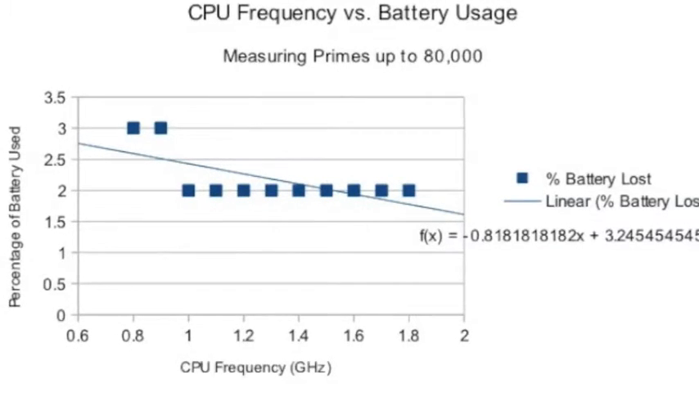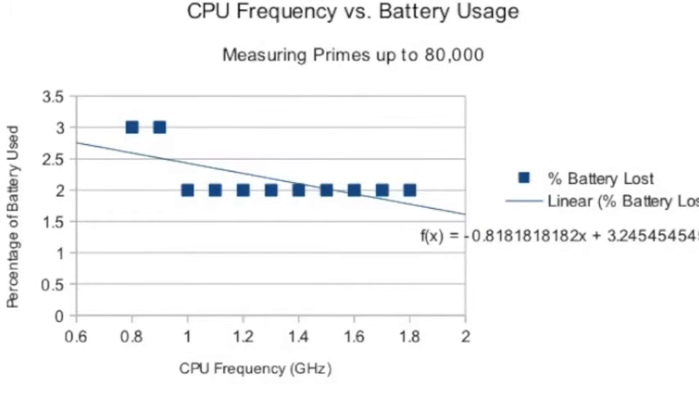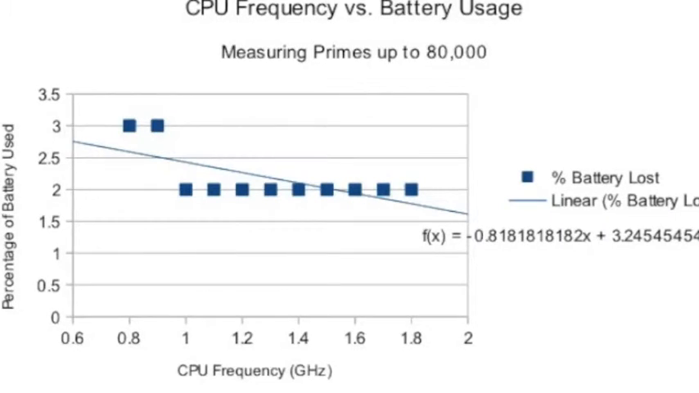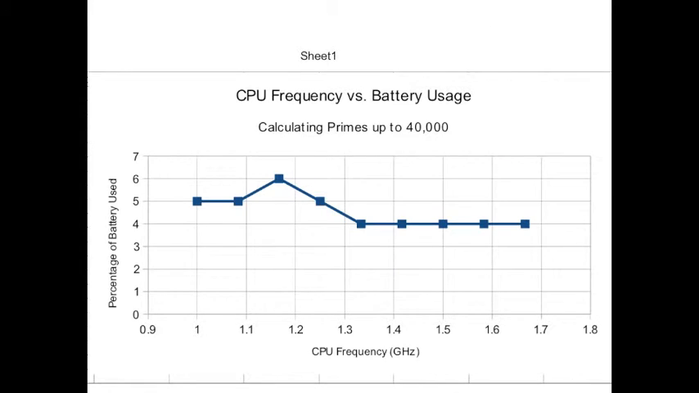From this first set of data, we reached a pattern that continues through all the sets of data, which is that the lower the CPU frequency, the greater the percent of the battery used. So for example, in the first set of data, running your CPU at 1 gigahertz uses 5% of your battery. Your CPU at 1.6 gigahertz will use 4% of your battery.